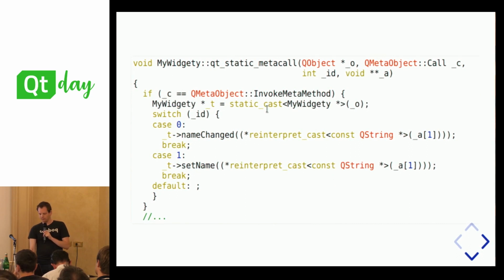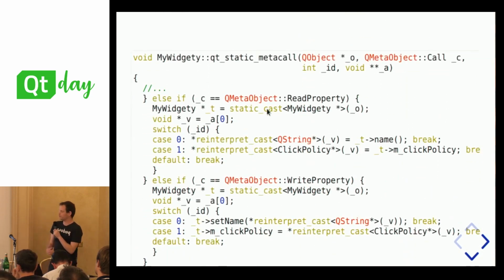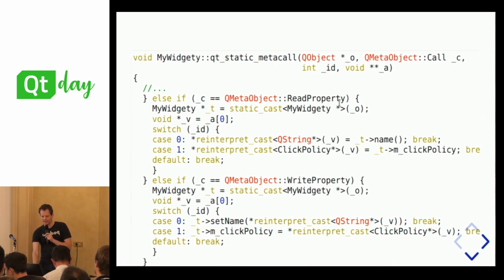But we can do more than invoking. This is the continuation of the static meta call. We can do more than invoking functions. We can also read and write properties. This follows the same idea. When we want to read the name, so this is property number 0, we encode a pointer to the return value in this A array, so we know it's been constructed and it's the right type, so we can reinterpret cast this value into the string and call the getter. And the same for the setter.